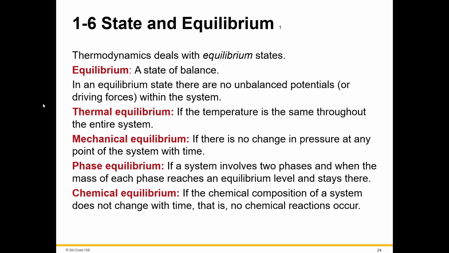When we talk about thermal equilibrium, the temperature is the same throughout the entire system, okay? Mechanical equilibrium is that there's no change in pressure at any point of the system at any time. Phase equilibrium is when the system involves two phases, and the mass of each phase reaches an equilibrium level and stays there, okay? And chemical equilibrium is when the chemical composition of a system does not change with time and no chemical reactions occur, so that's kind of how we measure that.